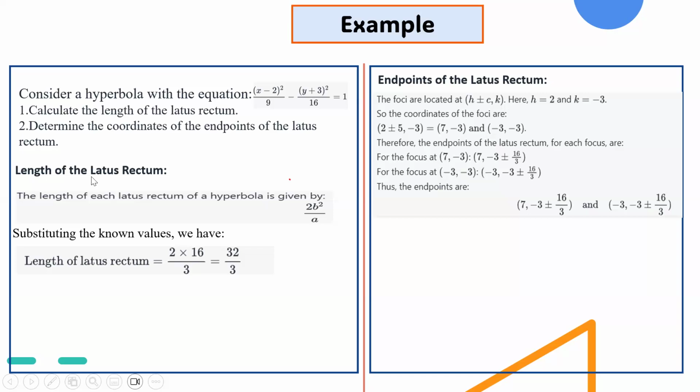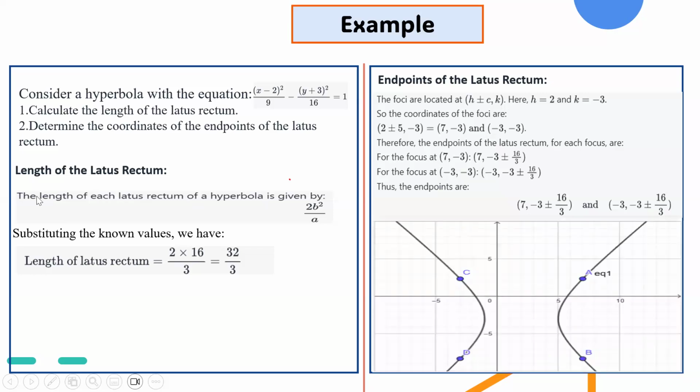How do we do that? The length of the latus rectum of a hyperbola is given by this formula, 2b squared over A. All we need to do is substitute the values of A and B. In this case, we know that a squared is 9 and b squared is 16. To find the length, we substitute 2 multiplied by 16 all over 3. This will give us 32 over 3.